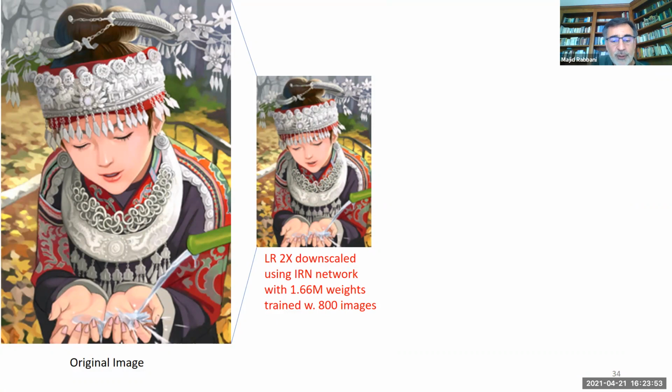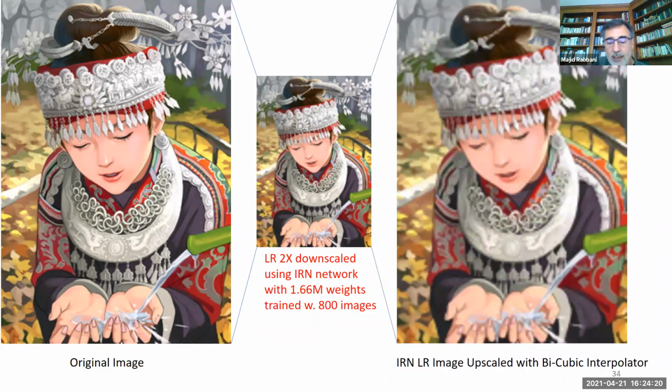Now, suppose that someone took this image, and this network has been trained as an IRN network over 800 images, not including this one, with 1.66 million weights, which, by the way, is a very small footprint, because there are networks that have 50 million, 80 million weights. Now, let's use the conventional method to upscale this image. It will look like the same garbage that I showed you before. So if that IRN image is upscaled with a bicubic interpolator, no one can tell the difference between the original low resolution upscaled versus the network generated low resolution upscaled.